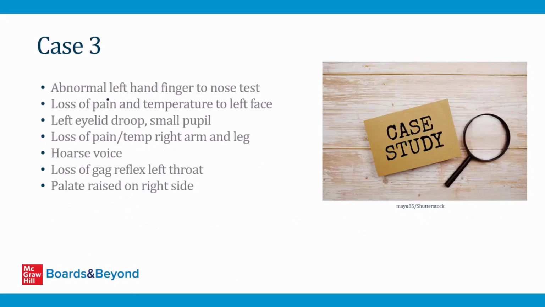Okay, let's do a third case. So once again, for simplicity, I'll just give you the highlights. So imagine the patient has abnormal left hand finger to nose testing. There's a loss of pain and temperature sensation to the face. The left eyelid is drooping and the pupil is constricted or small. There's a loss of pain and temperature sensation in the right arm and leg. The voice is hoarse. The gag reflex is lost and the palate is raised on the right side.